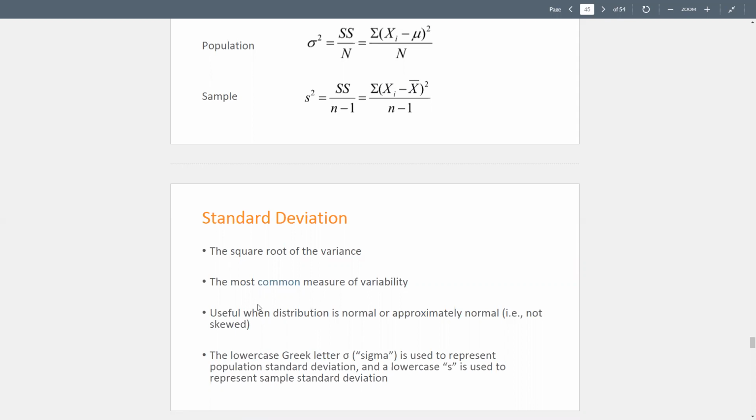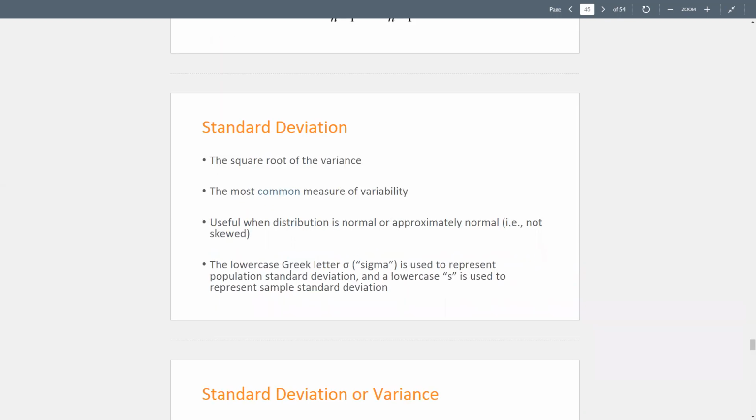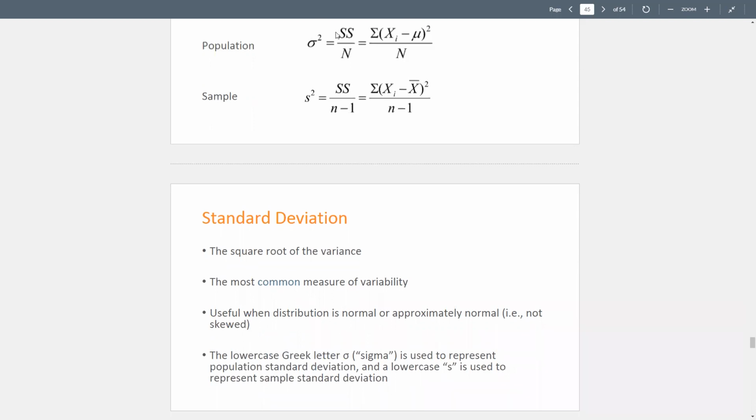The standard deviation is used, and since we're taking the square root, we take the square root on both sides. So the sample standard deviation, we would represent with just an S, and the population standard deviation would use sigma.